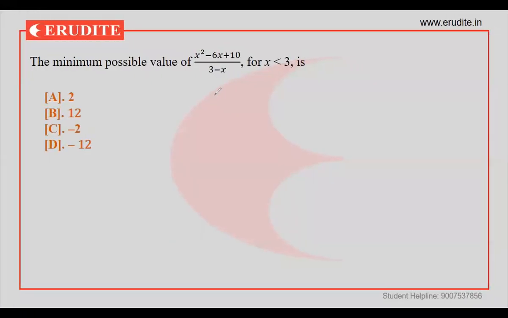Hello everyone. So we are going to discuss this question. This question came in CAT 2022 slot 3. So what they are saying here is to find the minimum possible value of this expression, x square minus 6x plus 10 divided by 3 minus x, where x is less than 3.